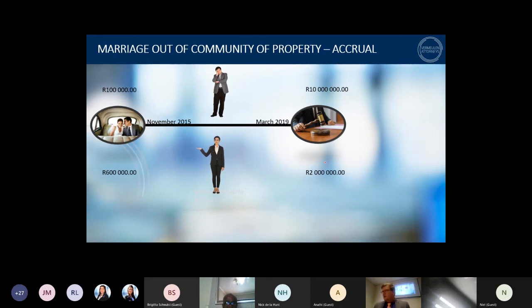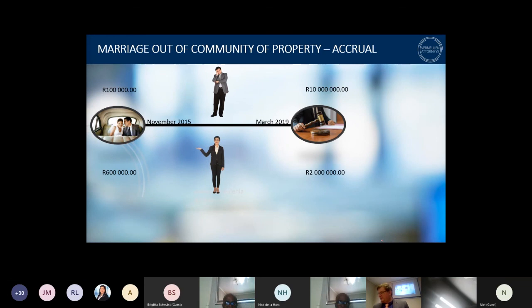And at the date of dissolution of the marriage, they get divorced in March 2019, she is worth 2 million Rand. John's investments paid off. Boy, oh boy, did they pay off. He is worth 10 million Rand at date of dissolution of the marriage. Now, you can see John looks very, very frustrated as he is standing there, and I'll show you why now. He is about to pay his ex-wife a lot of money, the poor thing. But, shame, caveat scriptor, as they say.